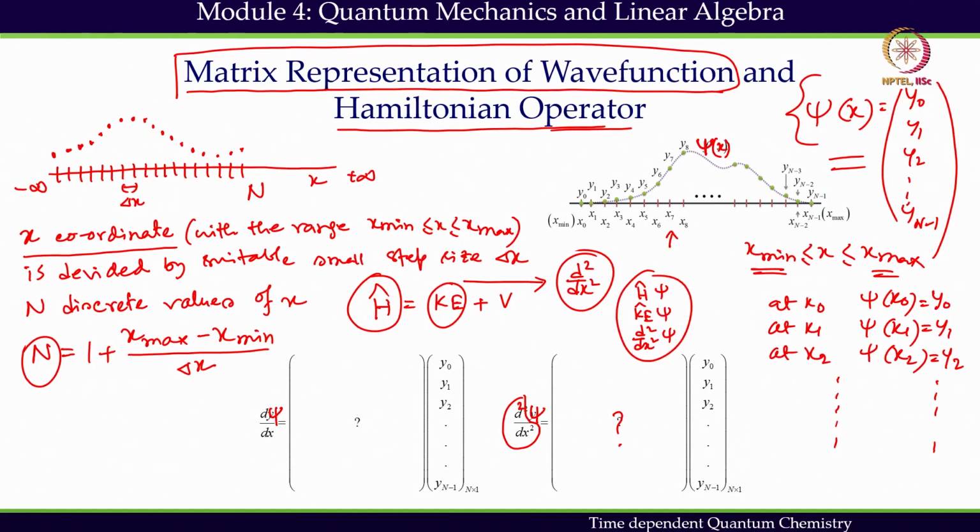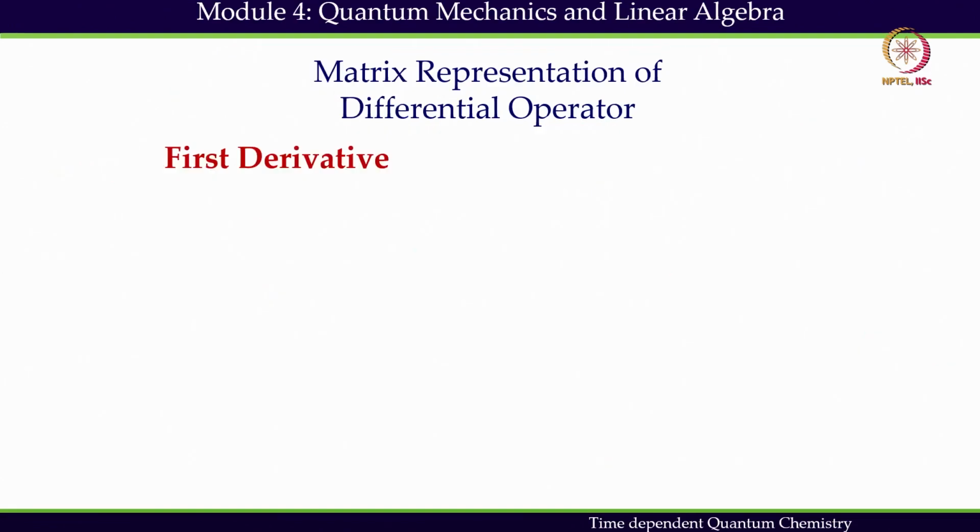So our next question is, what is the matrix representation of this derivative operator which will be acting on this wave function? In the matrix form, we will be able to do the matrix multiplication if we know the matrix representation of the derivative operator. In order to find out the matrix representation of the derivative operator, we will introduce the finite difference method.